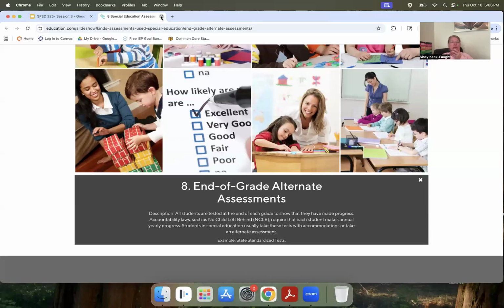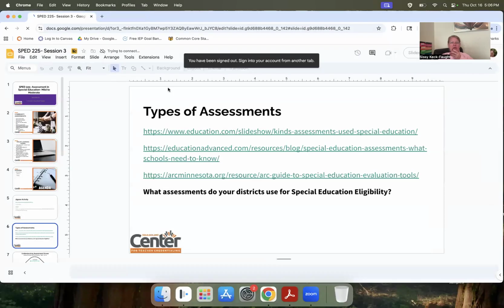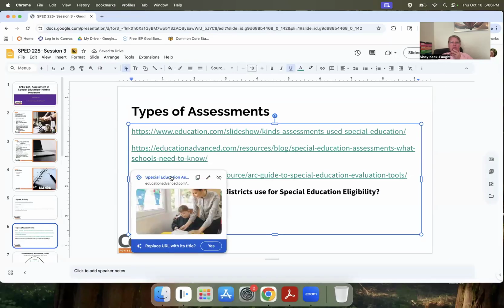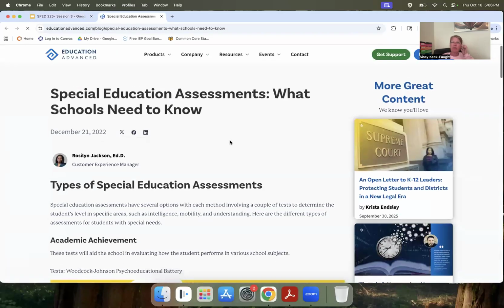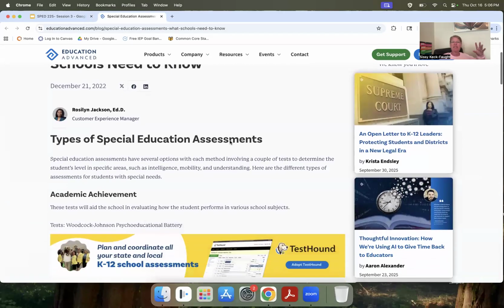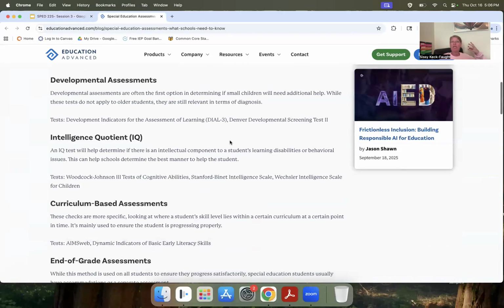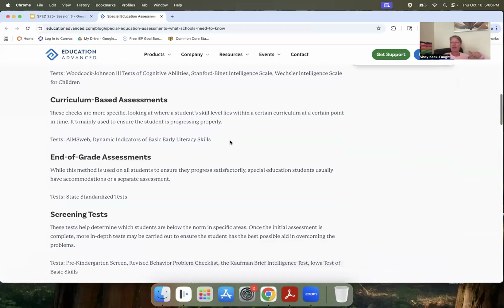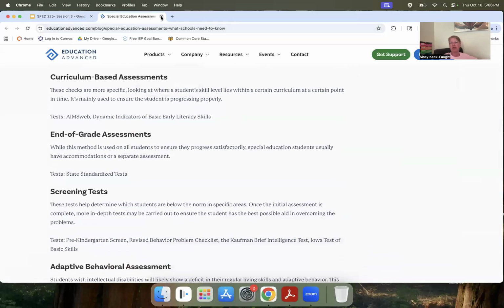Going back into this one here. This here is just a great website. Anything that you might need to know about the different types of assessments and when you would use them, especially given in a special education setting. So this is just a great resource for you.